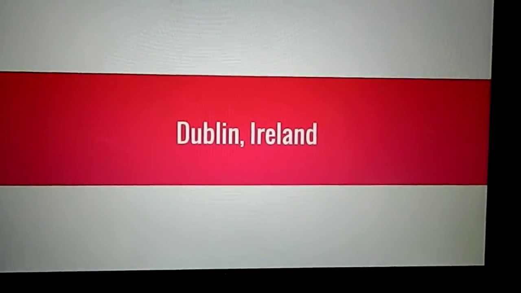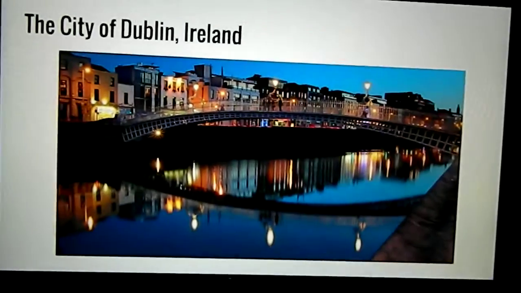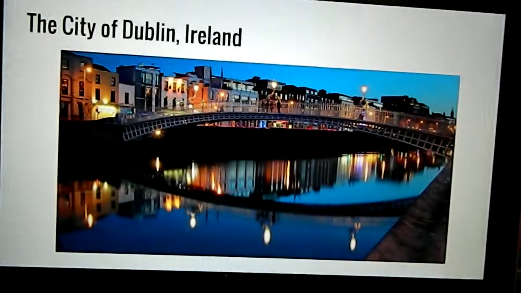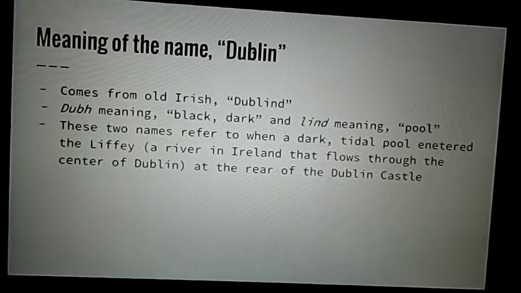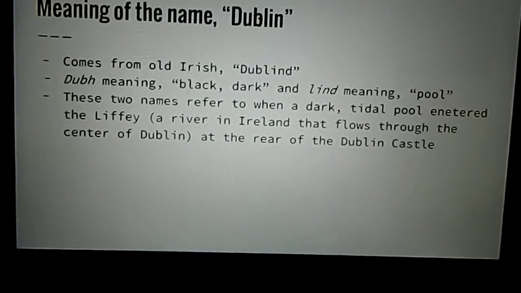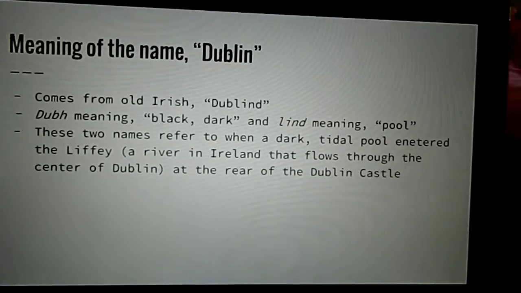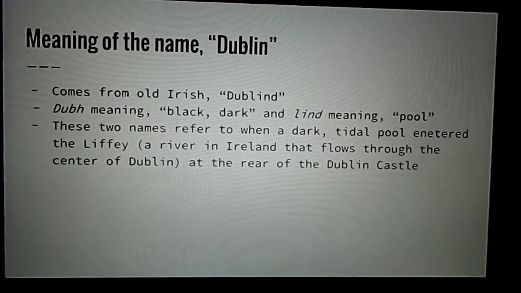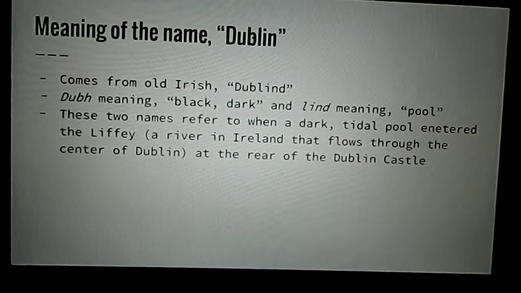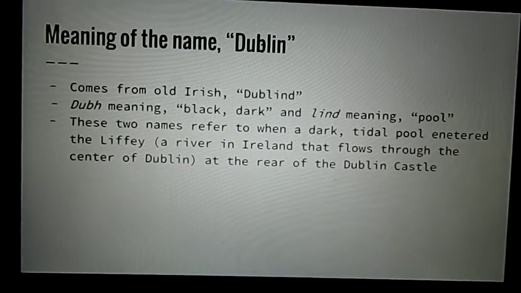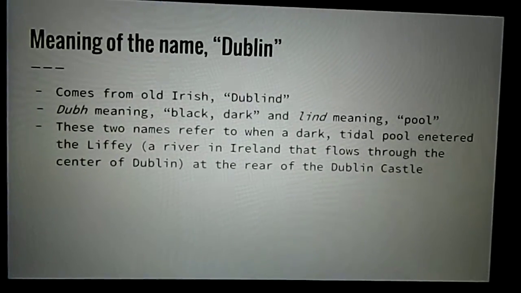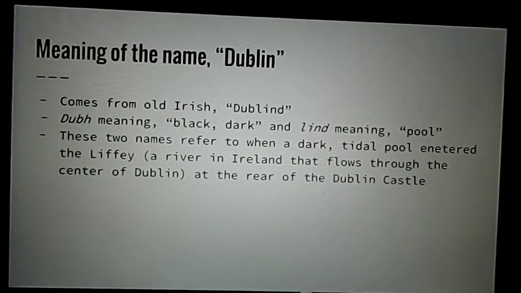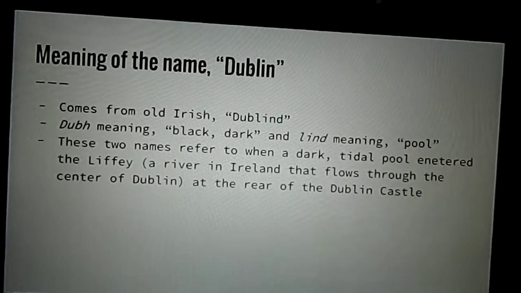Next, just some things specifically about Dublin. So this is the city of Dublin. As you can see, there's a waterway that goes right through it. The meaning of the name Dublin actually comes from an old Irish word, Dubhlinn. Dubh, the first part of Dublin, means black and dark, and the second part, linn, means pool. So the whole reason why they got these two names is that a dark tidal pool entered the Liffey, which is the river in Ireland that flows through the center of Dublin, at the rear of Dublin Castle. So that's how it got the word Dublin, from Dubhlinn, meaning black, dark, and pool.